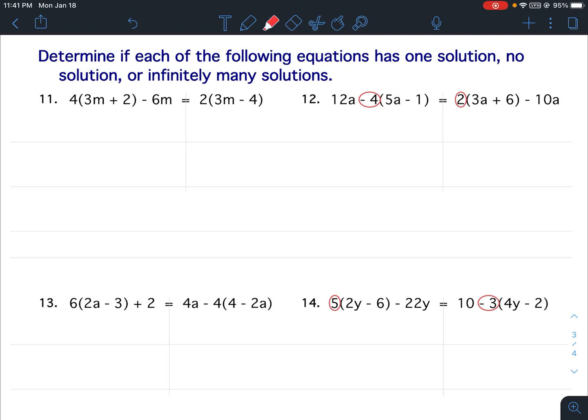Solving multi-step equations, lesson 8, worksheet number 2. For questions 11 through 15, you're to determine if each of the following equations has one solution, no solution, or infinitely many solutions. If you remember, this is where you do the first two steps and then you stop.